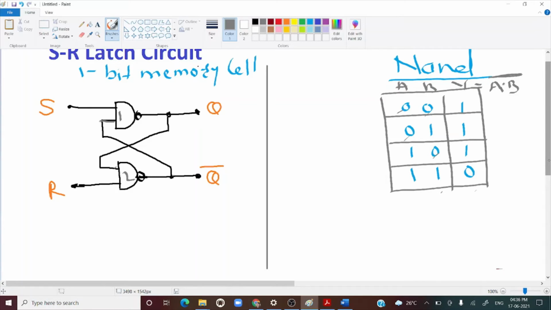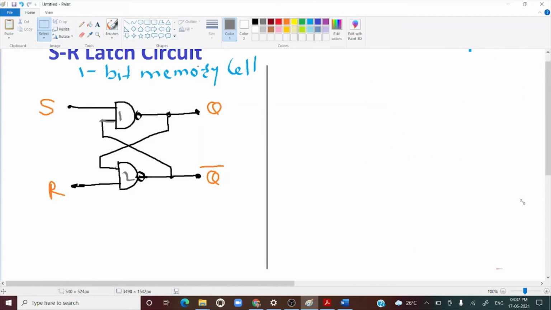Now we need to also write the function table of this latch, or we can say the truth table. So I will erase this NAND gate table because you already know it. For a NAND gate, what you need to remember is that if any of the inputs is 0, the output is going to be 1. When will you get the output 0? Only if both the inputs are 1. Okay? Now here we are going to write the table for the SR latch.